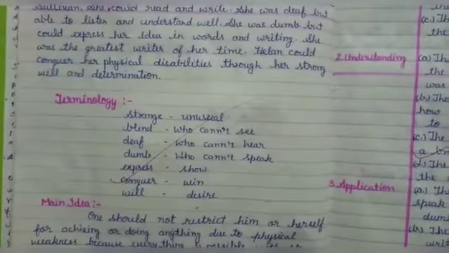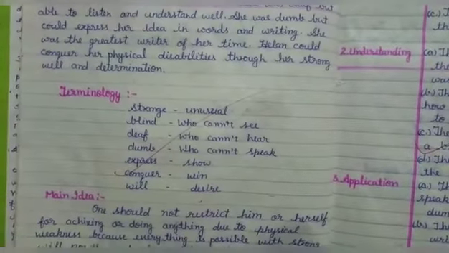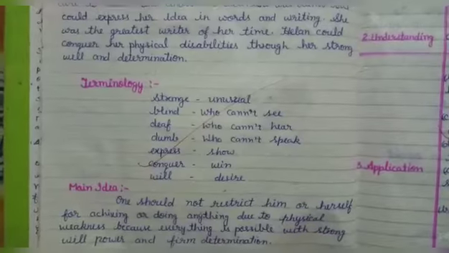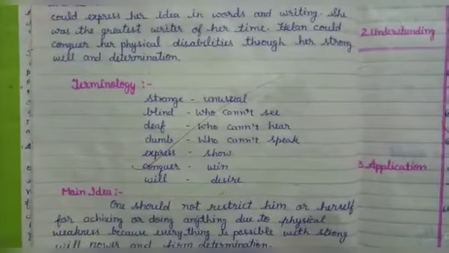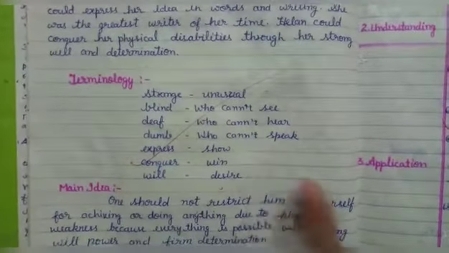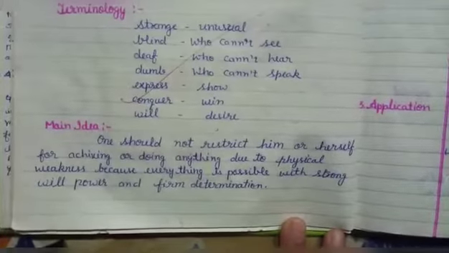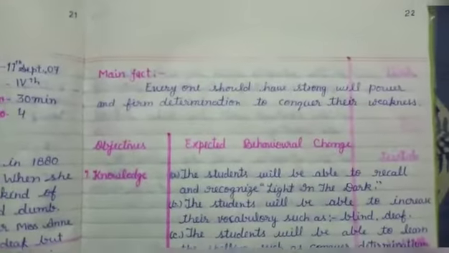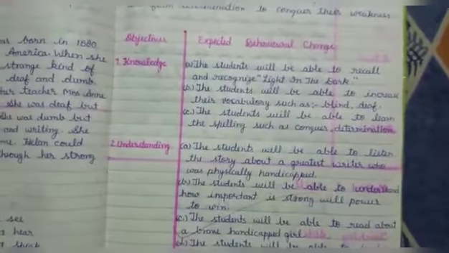Then we have the terminology. Terminology includes words that students might find difficult to understand. So we are going to elaborate them here. Then we have the main idea. And then we have the main fact. Moving on, we have the objectives.